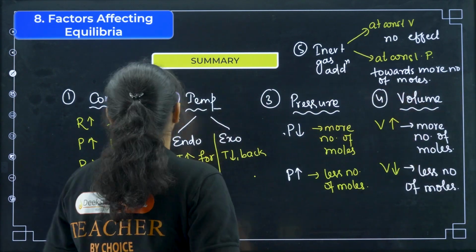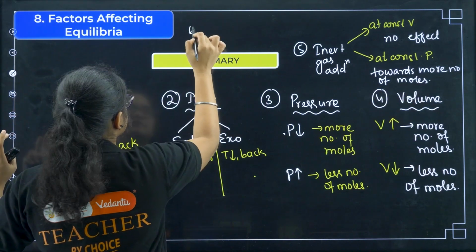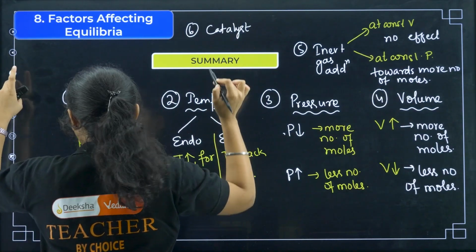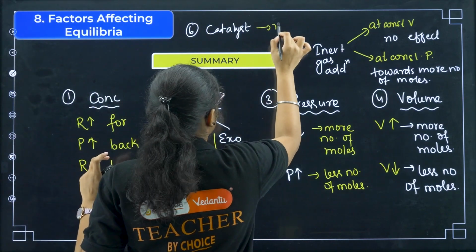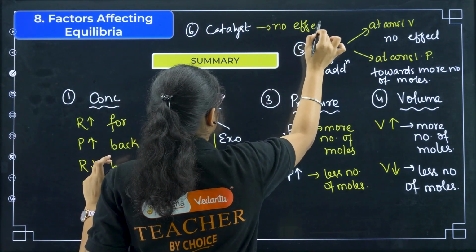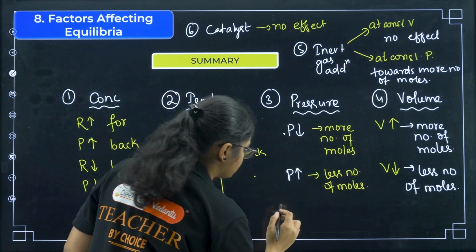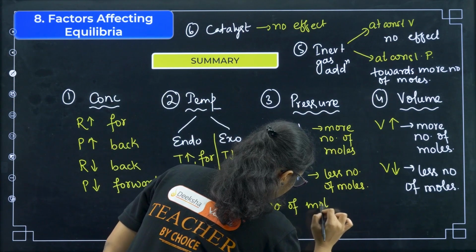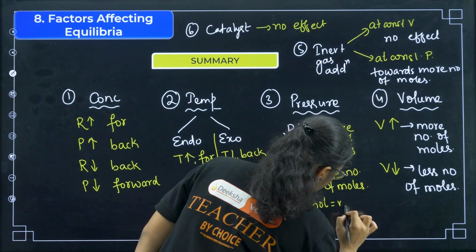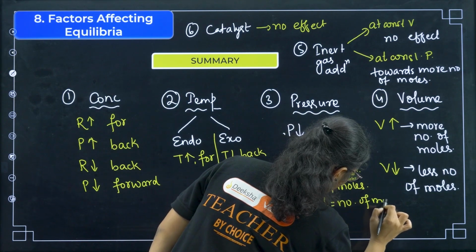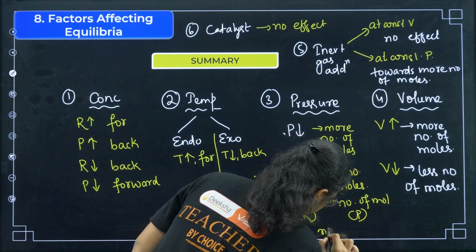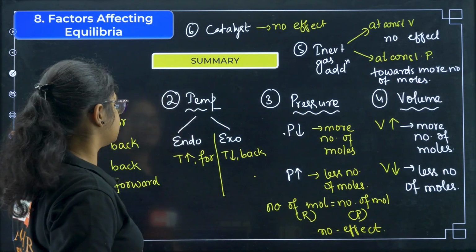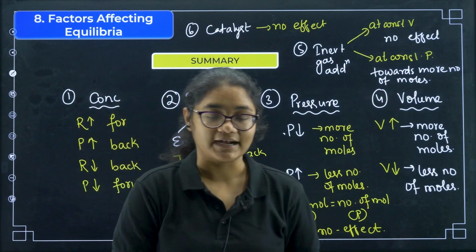This is the fifth one. And the next one, that is the sixth one, is addition of catalyst. Okay, catalyst, and that is very easy, you have to just remember it has no effect. And in pressure, one more case: if the number of moles on the reactant side is equal to the number of moles on the product side, then also it has no effect. So this is the complete summary of your Le Chatelier principle.